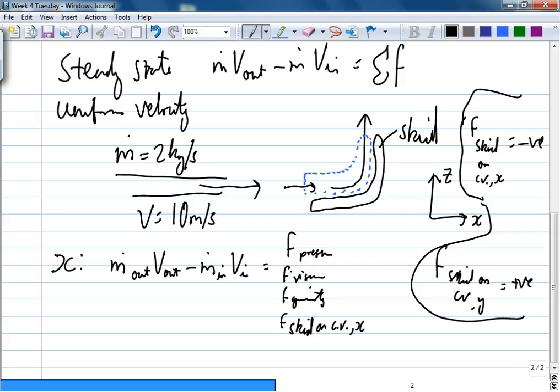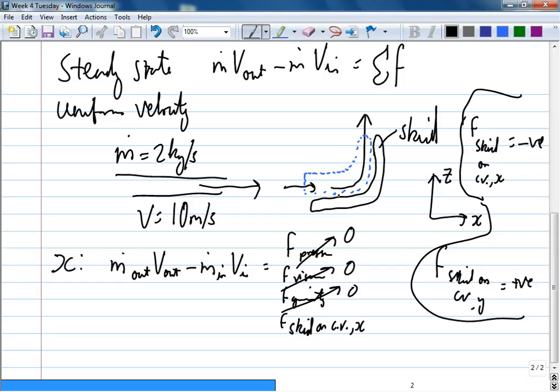In this case, pressure is 0, viscous is 0, gravity is 0. In the X direction, no gravity, and even in the Z direction, this control volume is a very small bit of volume, so I can neglect it. But if not, you need to work out how much volume is inside here. If they tell you the volume inside this control volume, then you can work it out. If not, it'll be a bit difficult.